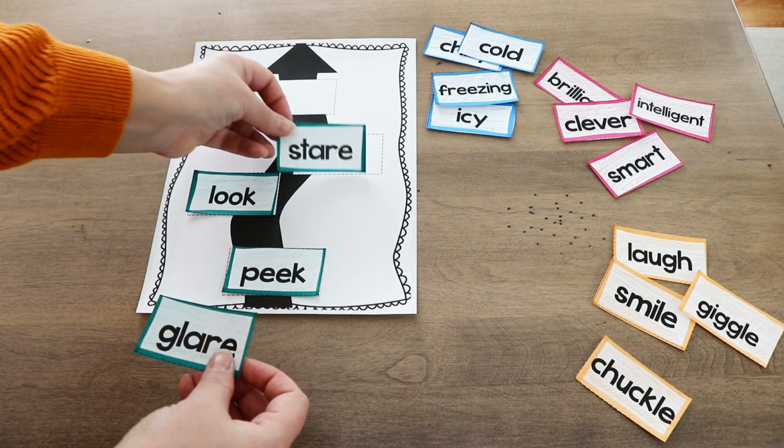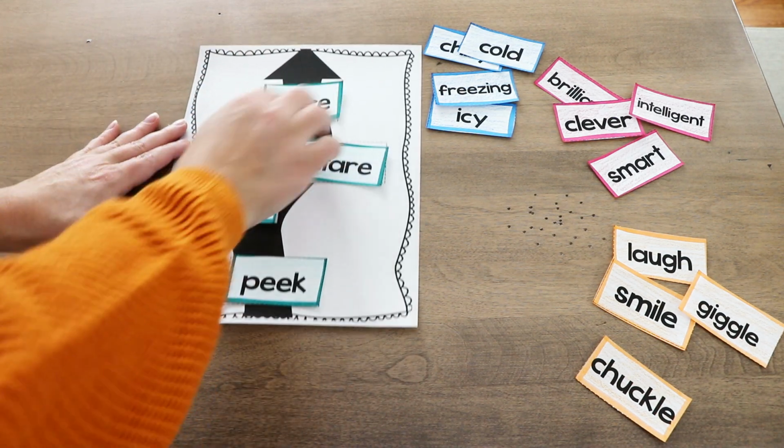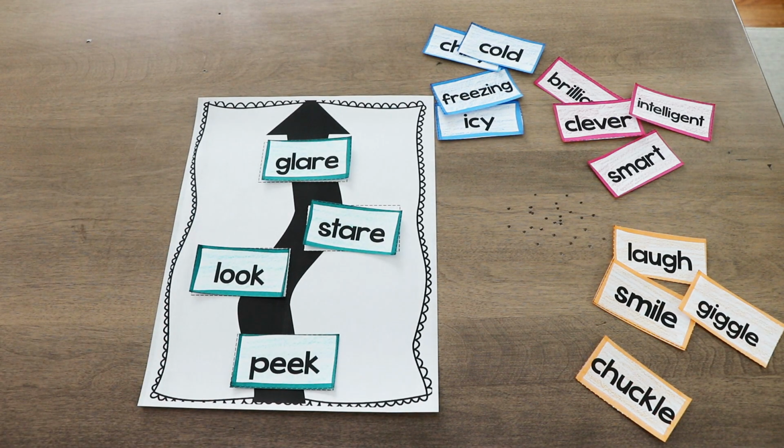And then they might put look next. And then if somebody is staring at someone, that means they're kind of looking at someone for a long time, as opposed to the peek is just like a quick little peek. And then glare. Ooh, when someone's glaring at someone, that usually means they're angry. So they're staring for a long time, but they also have this intensity of being angry. So this might be one way that students go ahead and pair these words.